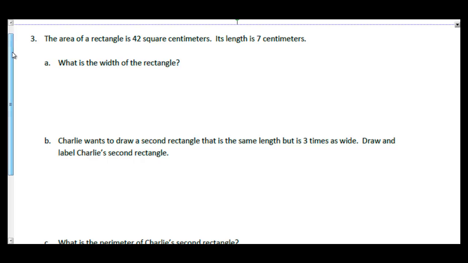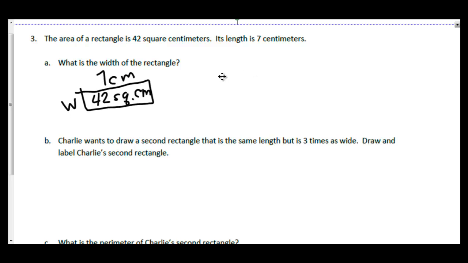The area of a rectangle is 42 square centimeters. Its length is 7 centimeters. What's the width of the rectangle? Ooh, they always want to get tricky, don't they? They always want to make sure that you really understand. So let's start by drawing a model. That's always important. I'll start by just drawing a rectangle and think about what I know. I know that the area is 42 square centimeters, and I know the length is 7 centimeters. So I'm trying to find the width.